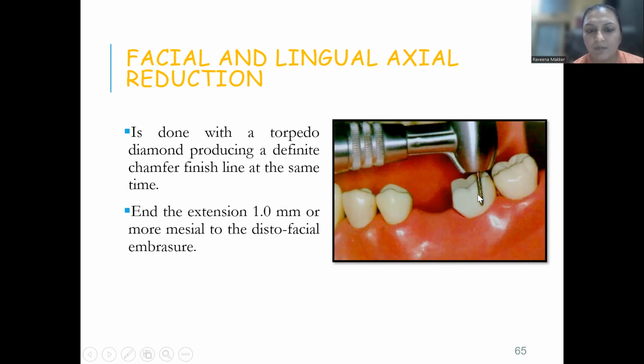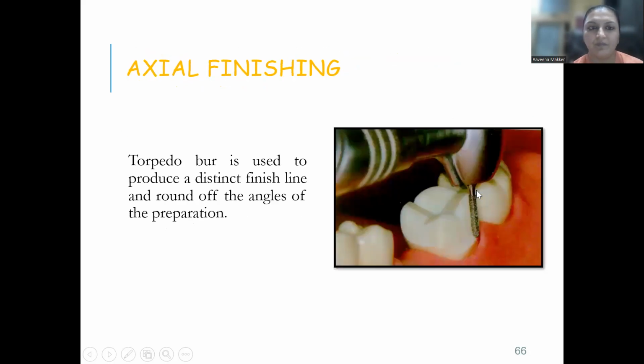Now end the extension 1 millimeter or more mesial to the distofacial embrasure. Now this is the distofacial embrasure. Your preparation should end 1 mm or more mesial to this distofacial embrasure. Now this distance should be 1 millimeter or more. Axial finishing: a torpedo burr is used to produce a distinct finish line and round off the angles of the preparation.